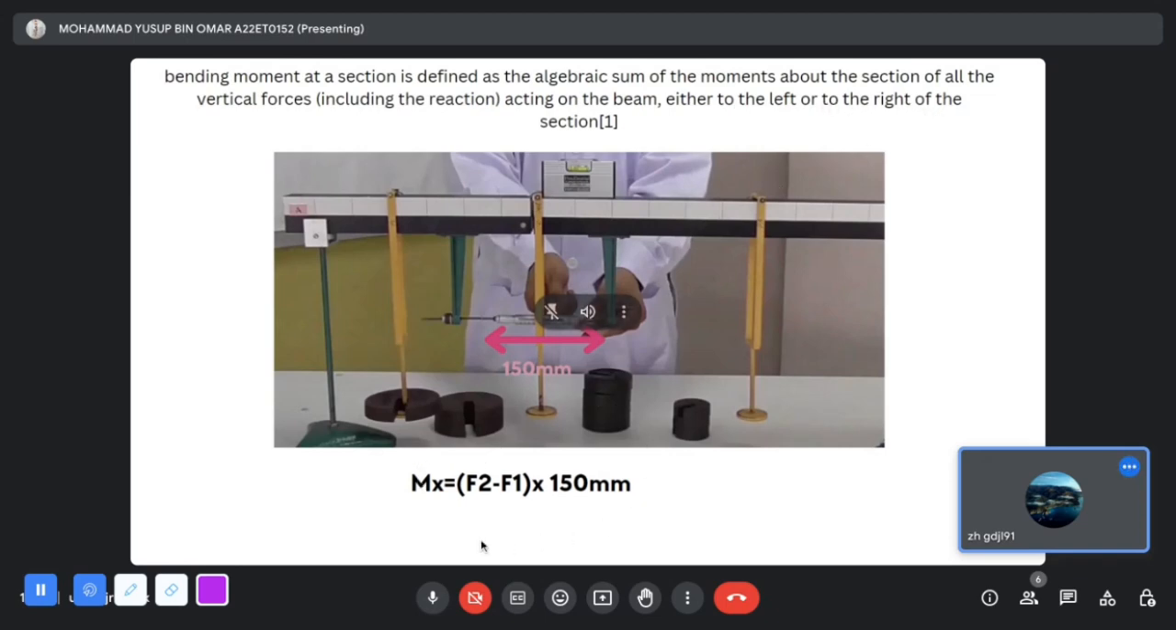And how we calculate the experimental bending moment is that we take the value of the force from the spring balance. We take the initial value without putting any load on the load hanger to get our F1, and then for F2, after we apply the load, we read the spring balance and multiply by the perpendicular distance, which is 150 millimeter.